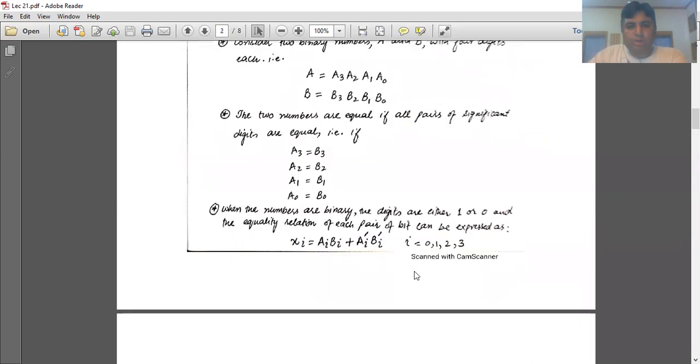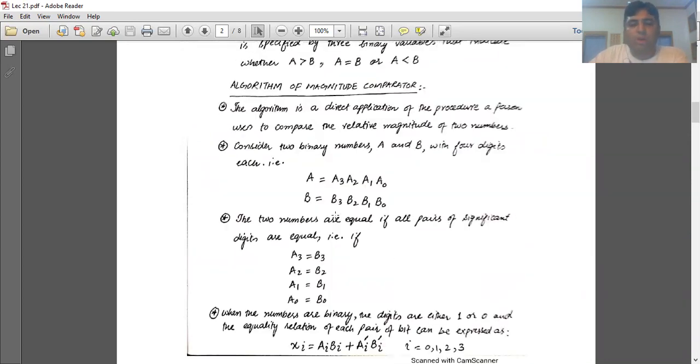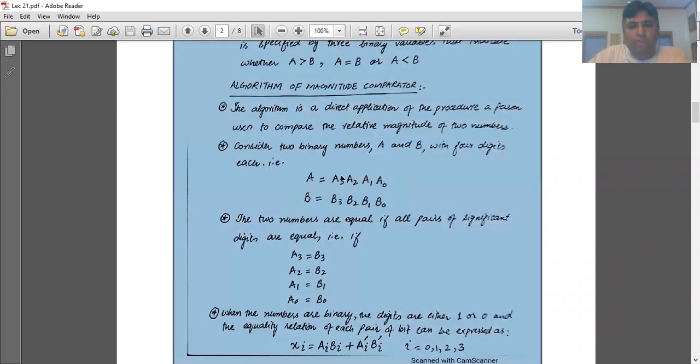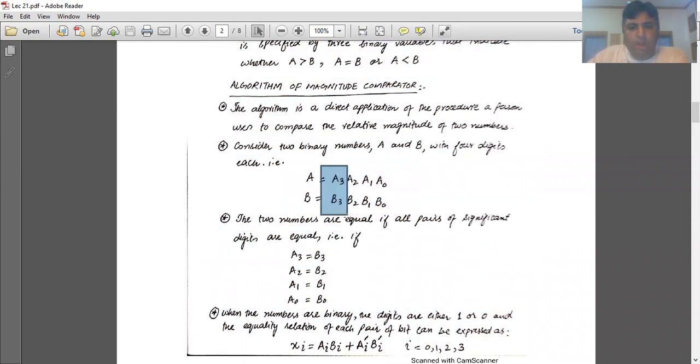So basically he's saying that to determine whether A is greater than B or less than B, these are the two numbers. We will start from the most significant bit. We will compare A3 with B3, to check whether A3 and B3 are equal or not equal. There are two possibilities. One possibility is A3 is equal to B3. In that case, we will go to the next significant bit. But on the other side, if A3 and B3 are not equal, then if A3 is 1 and B3 is 0, then A will be greater than B.